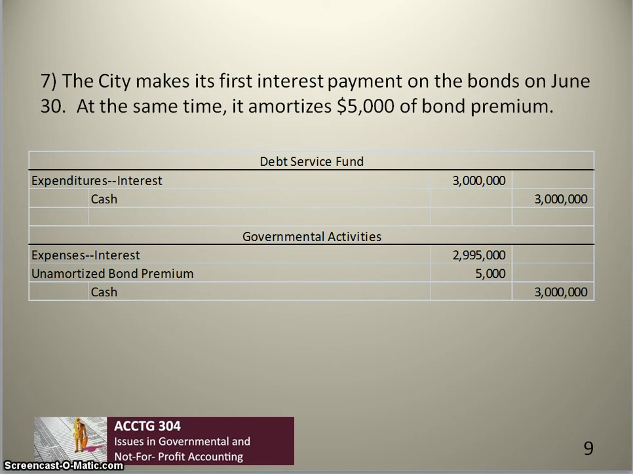In the governmental activities, we recognize the payment of cash of $3 million with a credit. We recognize the amortization of the bond premium, meaning a reduction in the liability account unamortized bond premium of $5,000 with a debit. And we record interest expense of $2,995,000 because the amortization of bond premium reduces interest expenses. So the amount of interest expense is less than the amount of cash paid.